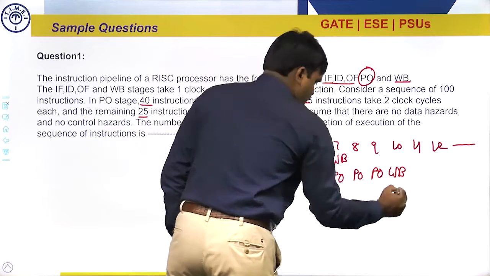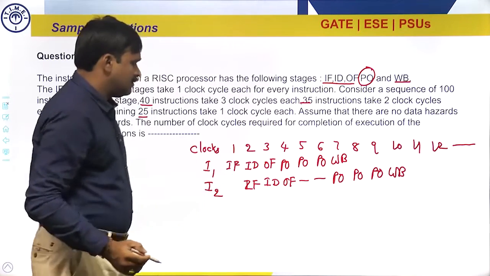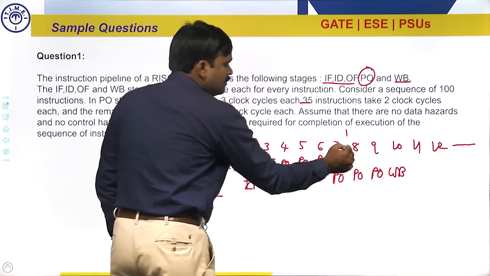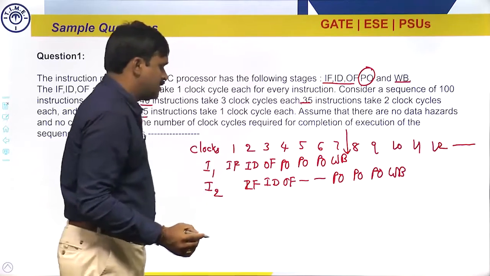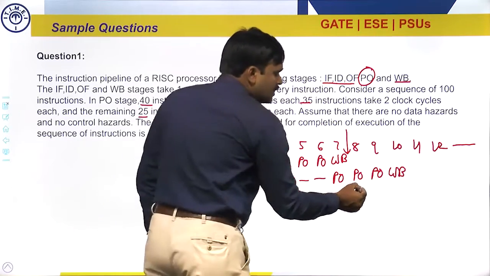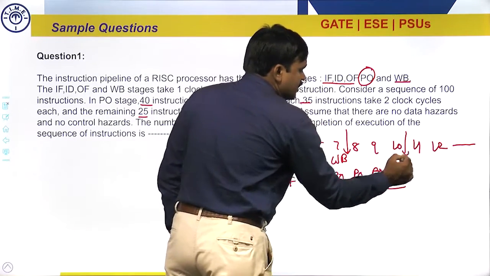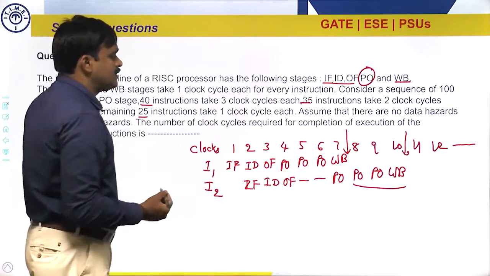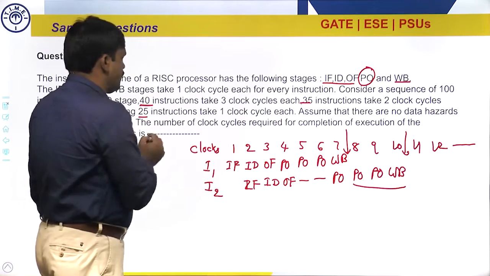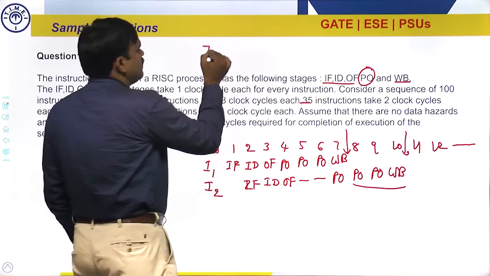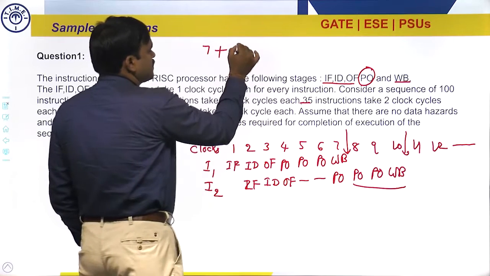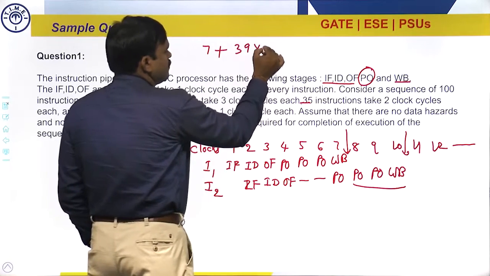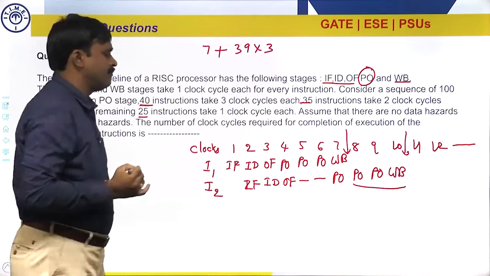If you see, after the 7th clock cycle the first instruction finished, then if you wait for 3 more clock cycles, the second instruction will finish. Like that, you have to wait 3 cycles each time. So what happens for 40 instructions? The first instruction takes 7, so for the remaining 39 instructions, 39 into 3 cycles will be added.